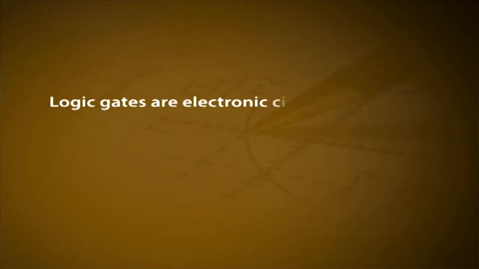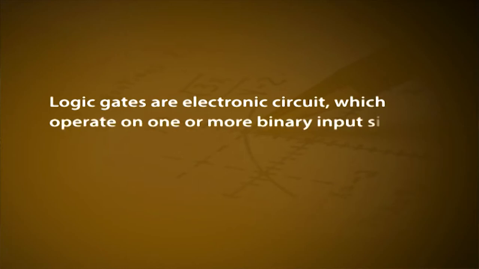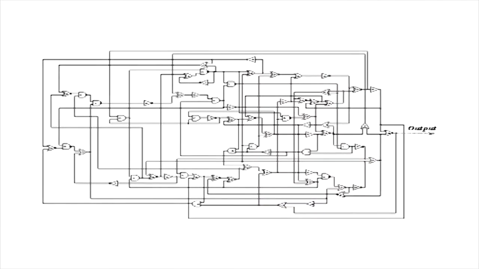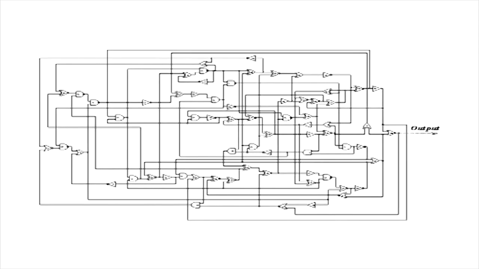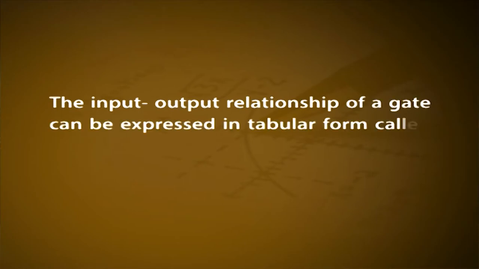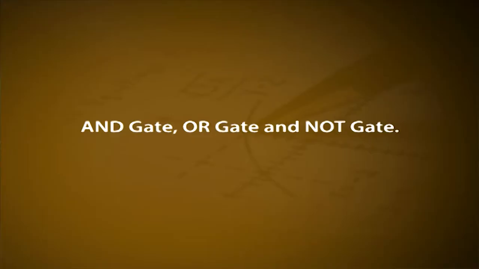Logic gates are electronic circuits which operate on one or more binary input signals to produce standard binary output signals. These are the building blocks of all digital circuits in a computer. Computer circuits are built up using combinations of different types of logic gates to perform the necessary operation. A variety of logic gates are commonly used in digital computer systems. Each gate has a distinct logic symbol and its operation is described with the help of an algebraic expression. The input-output relationship of a gate can be expressed in tabular form called a truth table. The various logic gates are AND gate, OR gate and NOT gate.